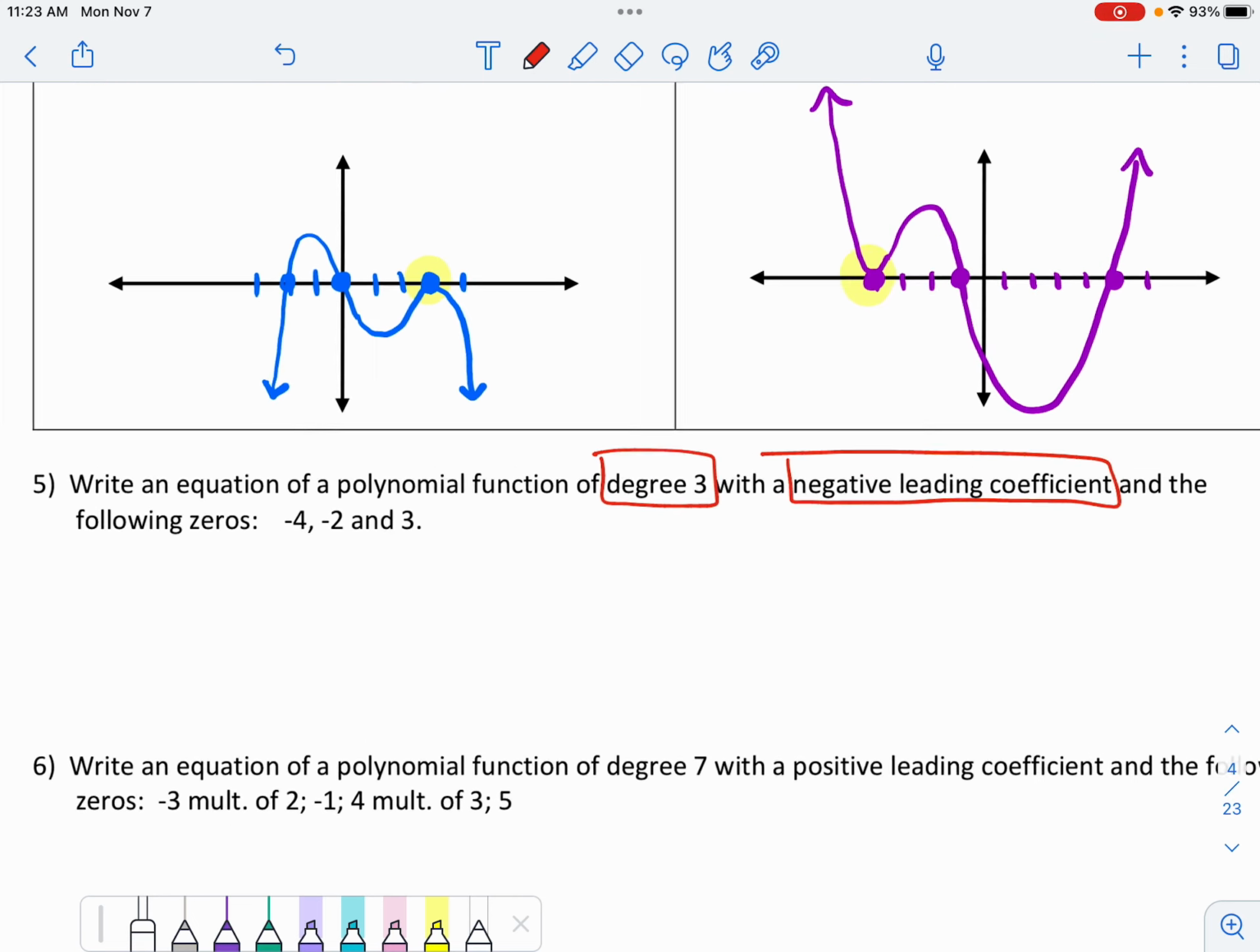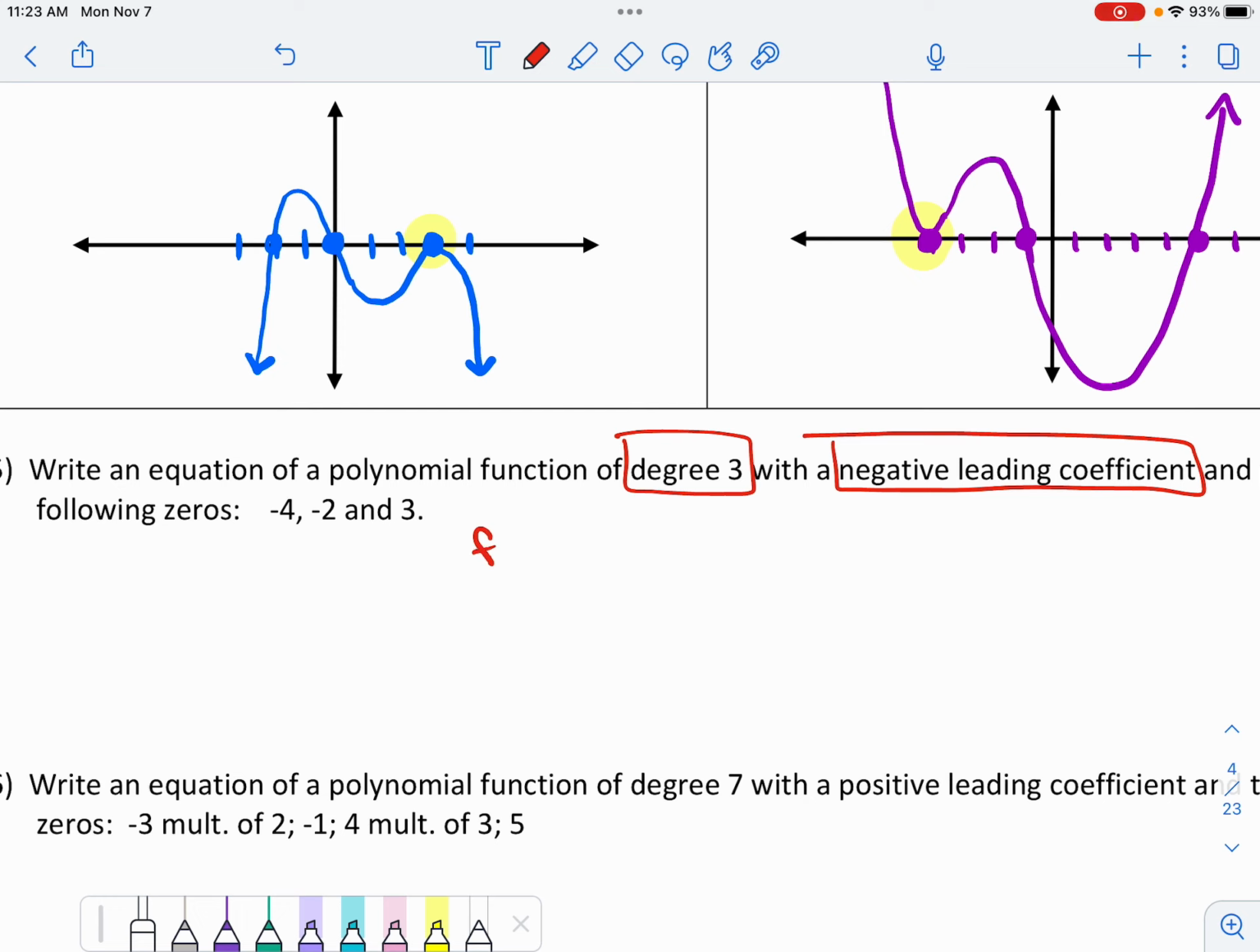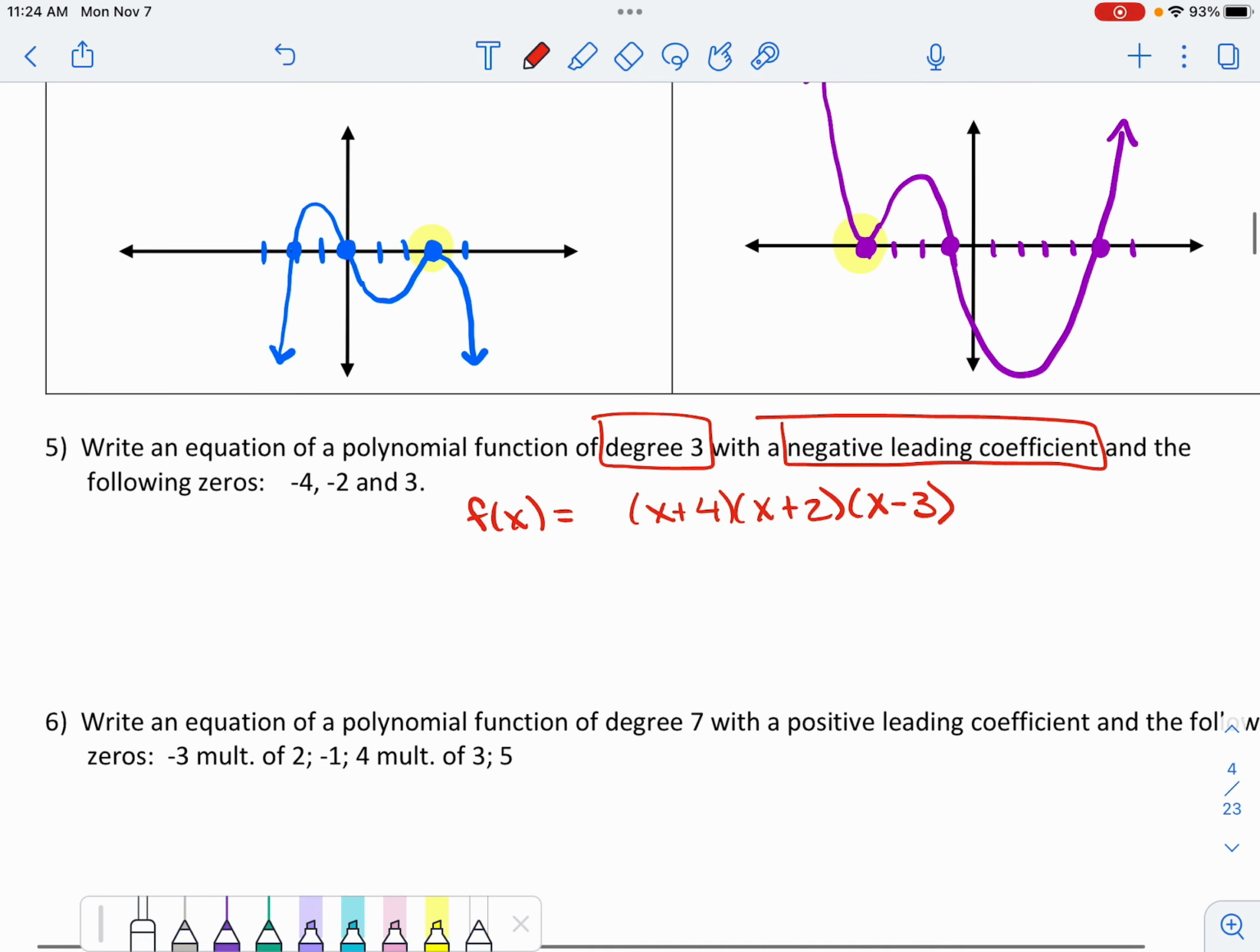First, turn each zero into a factor. Okay, so f of x is going to be x plus 4, x plus 2, and x minus 3. If you have the right number of factors, I want it degree 3, I have 3 factors, I don't have to add anything extra. If I need more than that, I might have to create a multiplicity in order to accommodate my extra factors. We'll talk about that in the next problem.